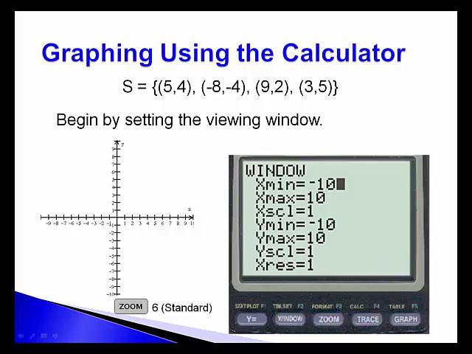You can accomplish the window that you see at the right, where all of the numbers are -10, 10, 1, -10, 10, 1, by pressing Zoom 6 for a standard window. Try this if your calculator is not set on a standard window right now. If you Zoom 6 and then press your window key again, you should see exactly the window that I have on the screen.